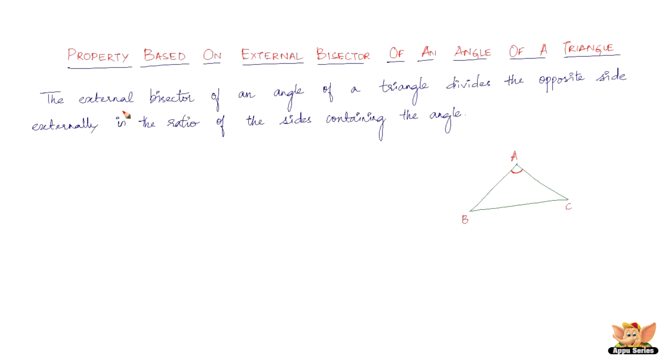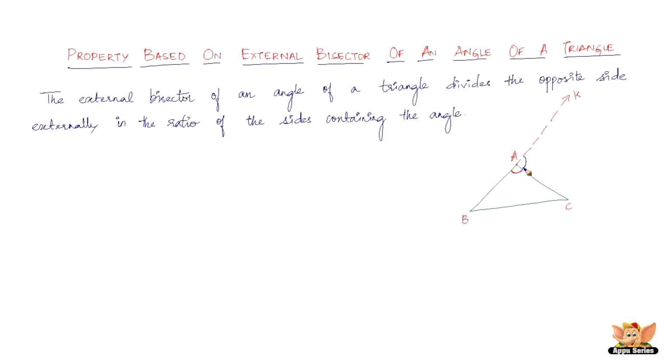Now there is an external bisector of this angle. So we need the exterior of this angle, right? Let us extend AB like this and name the point K. This is the extended version of AB, all right? Now this is going to be the exterior of the angle A. That is, CAK is going to be the exterior angle.